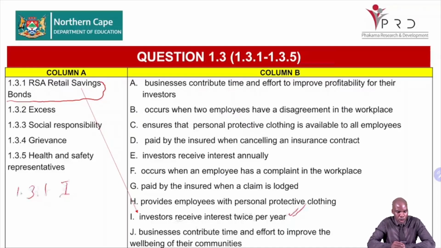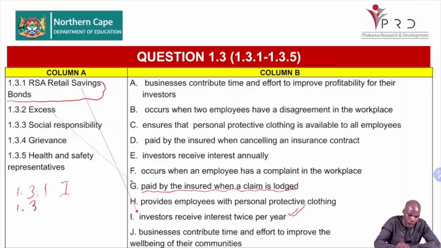Secondly, 1.3.2, excess. What is excess? Excess is the amount of money paid by the insured when a claim is lodged. When you are making an insurance payout claim, you are expected to pay a certain amount before the insurance company can release the claim. And that is what we refer to as excess. So for 1.3.2, your excess description is in G. So you would simply write the letter G.